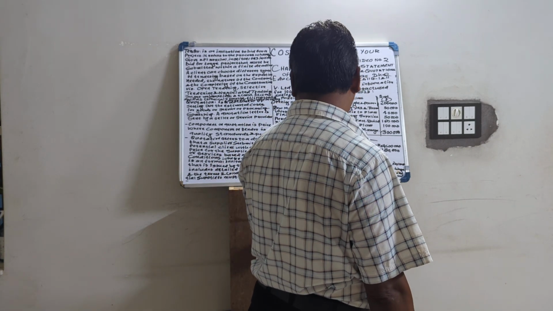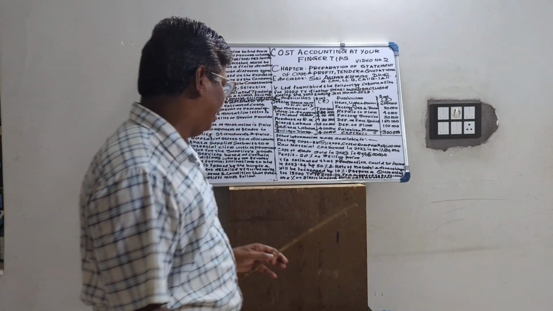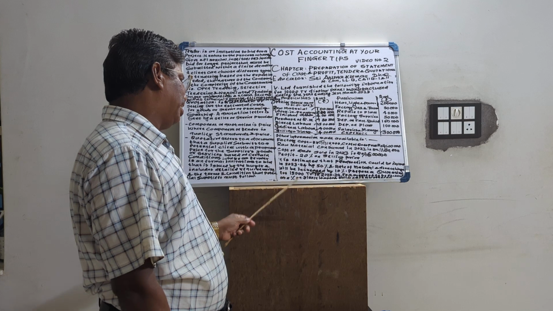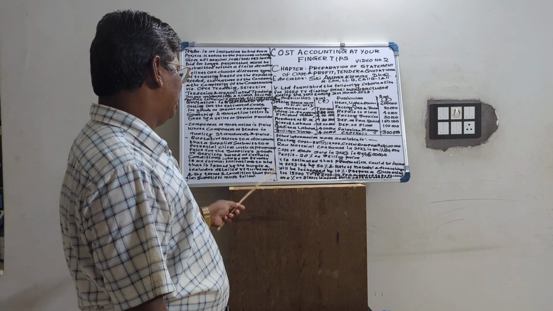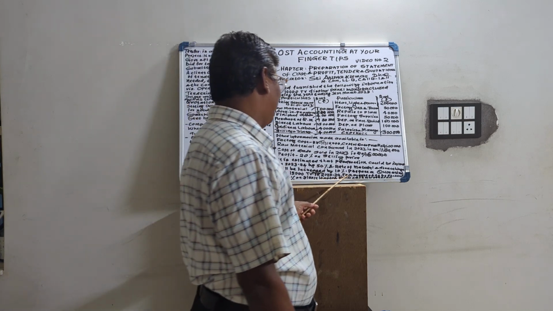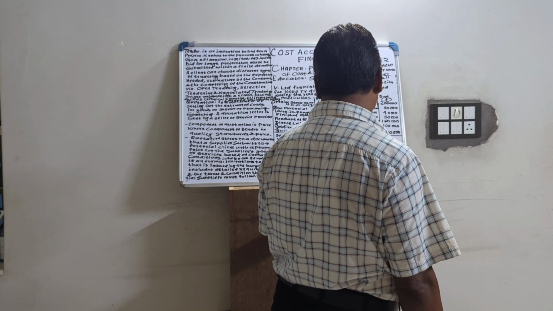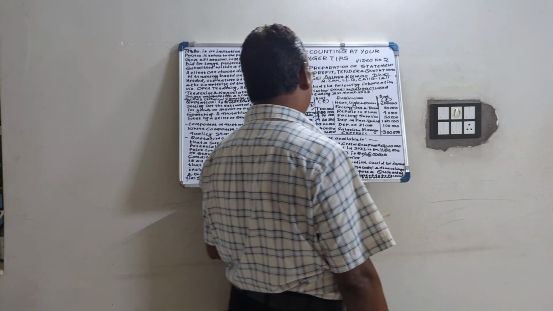So factory overhead has to be recovered as a percentage of direct wages. Mainly the factory overhead is related to direct wages or direct labor, while office and administrative and selling and distribution overhead are based on work cost.